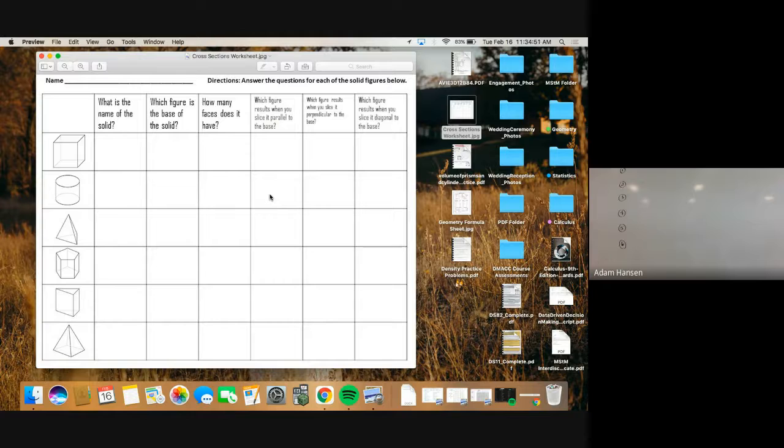All right, that first figure, will you tell me what's the name? Cube. Let's just name them all. I'll go down the first column. Row 2. It's a circular prism, otherwise known as what? Cylinder.